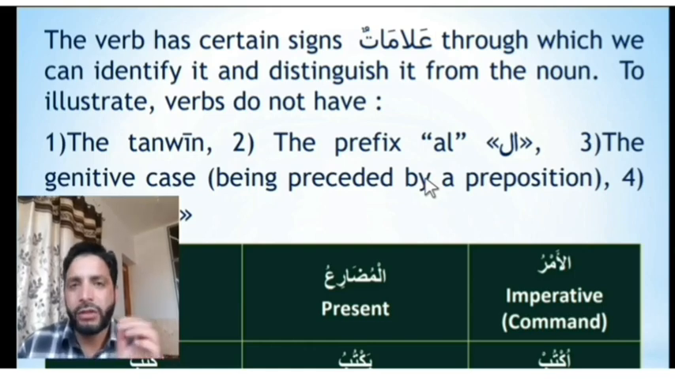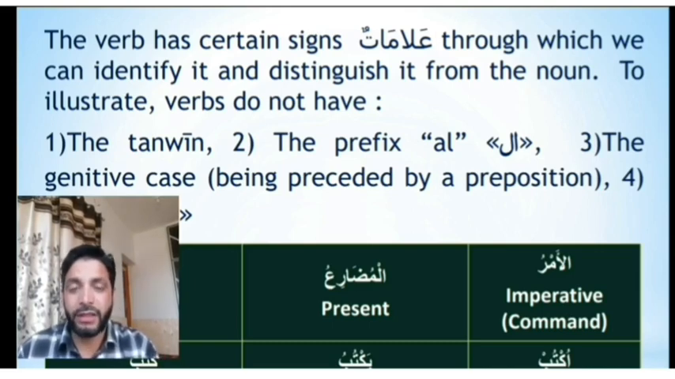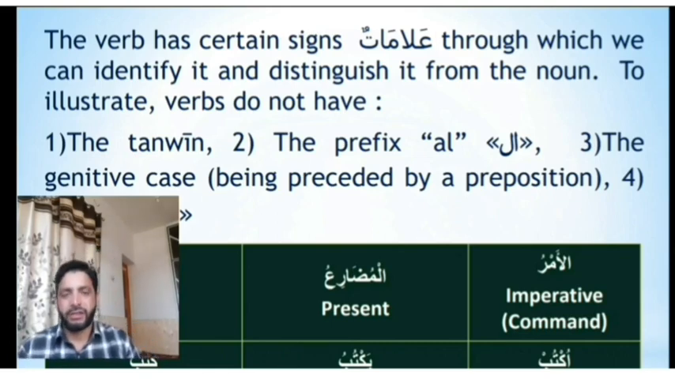Alif lam will never be prefixed before a verb. So when you find any kalima with alif and lam in the beginning, or annexed or prefixed with alif lam, you have to understand that this kalima will never be a verb, because verbs do not have alif lam before them.